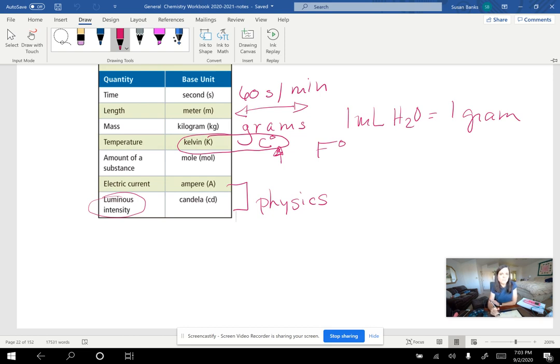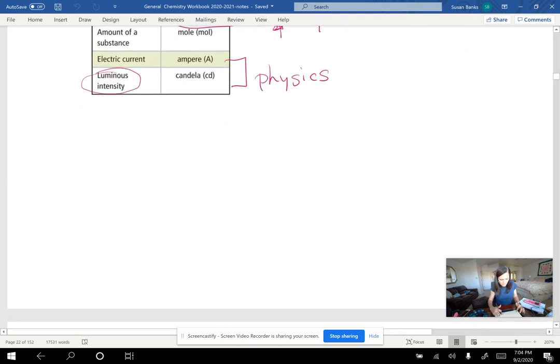For the amount of substance, we will use a mole. We will talk about moles a little bit later in the year, I would think probably the end of second quarter, maybe even into third quarter. And then for the electric current, we will use amps. And for how bright a light is, we will use candelas. You really won't use amperes or candelas until you get into physics. So, all right, let's go on. Let's do our next stuff.